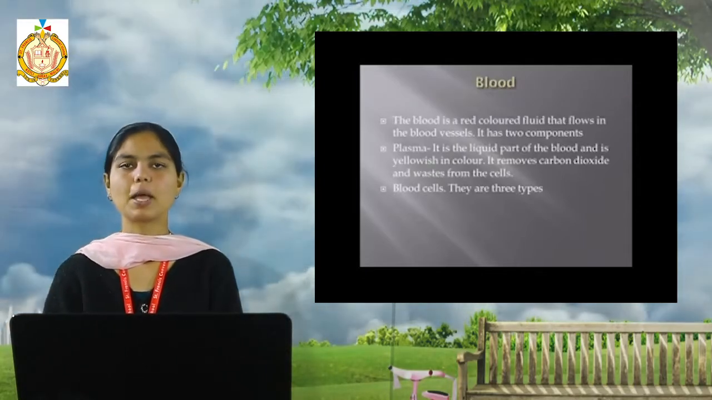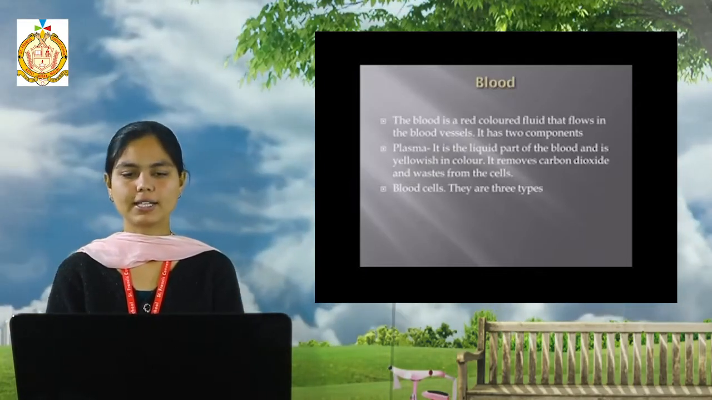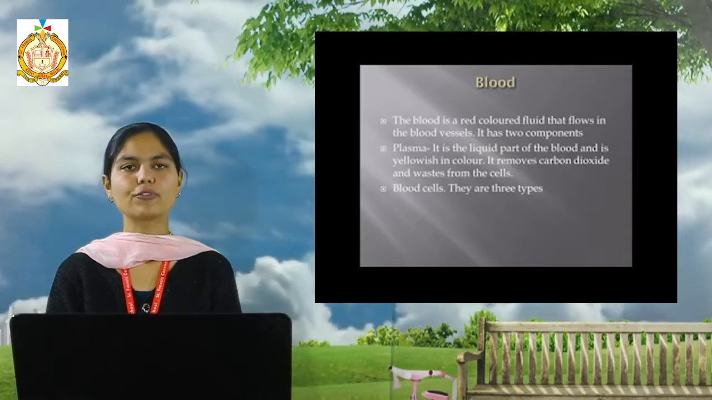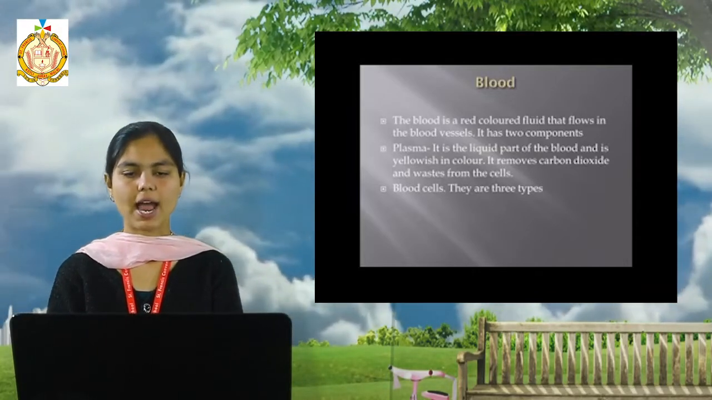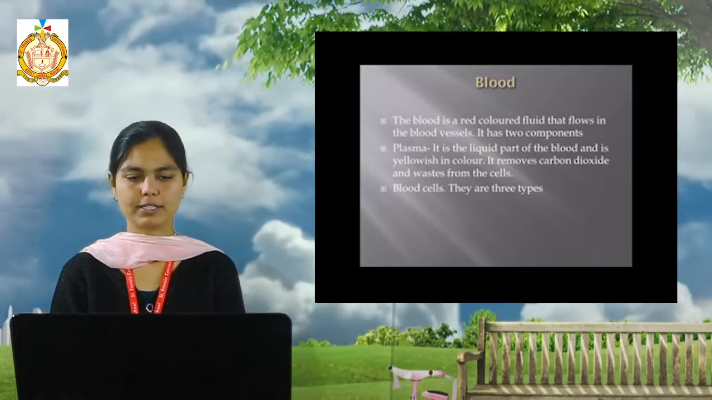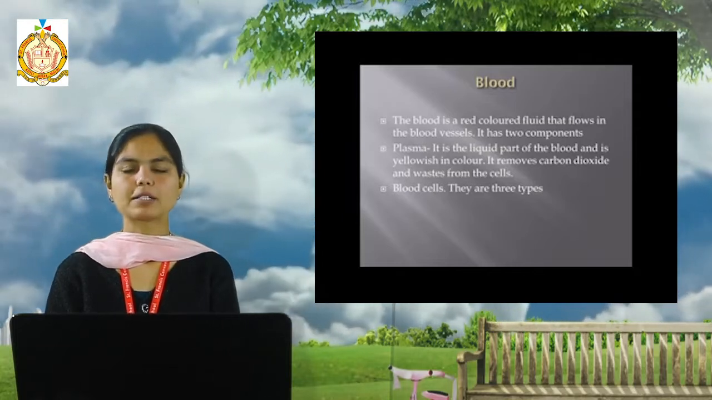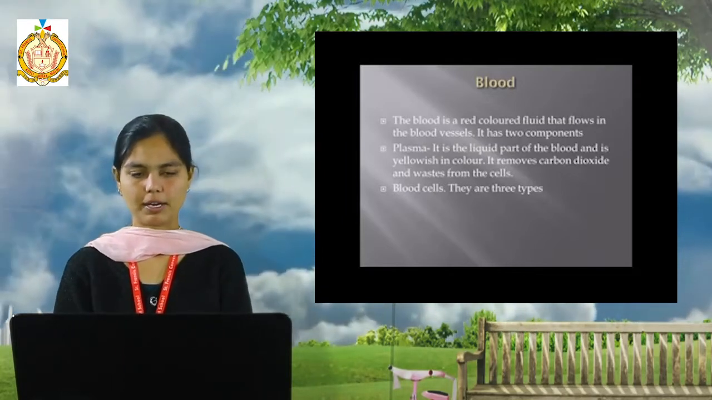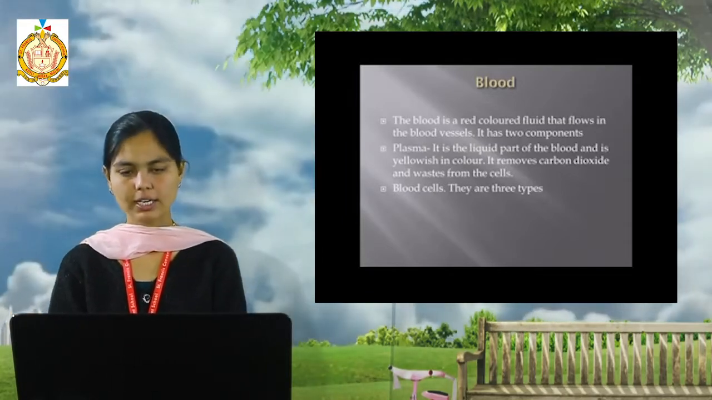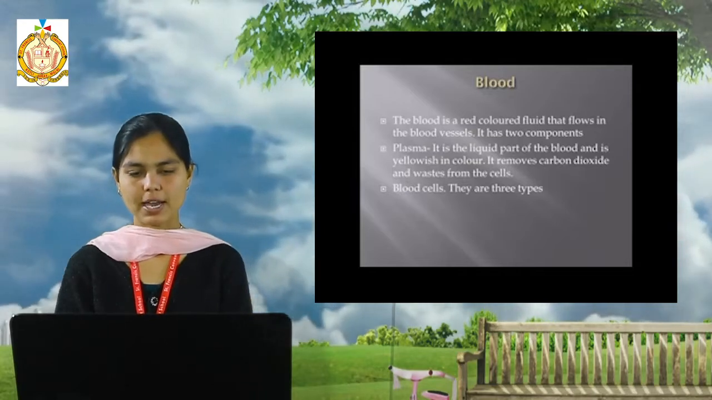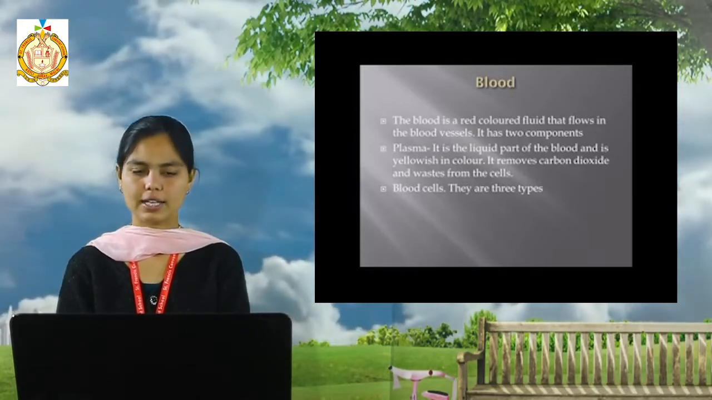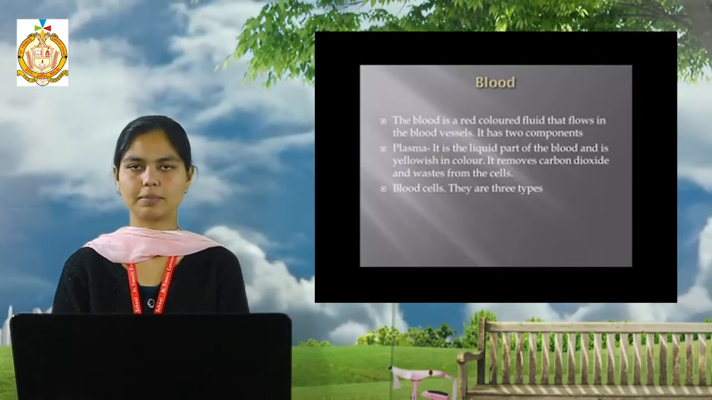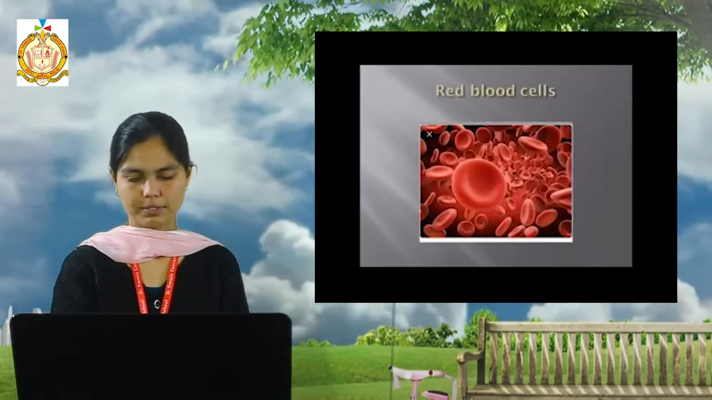First we will discuss blood. Blood is a red colored fluid that flows in the blood vessels and it has two components. The first is plasma. Plasma is the liquid part of the blood and is yellowish in color. It removes carbon dioxide and wastes from the cells. Next are blood cells. Blood cells are of three types.